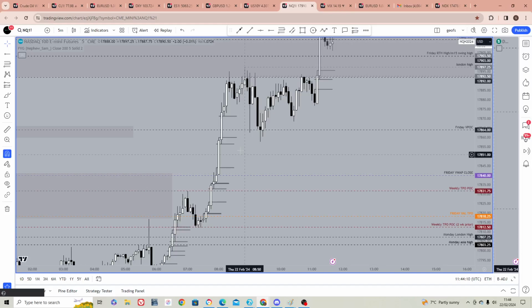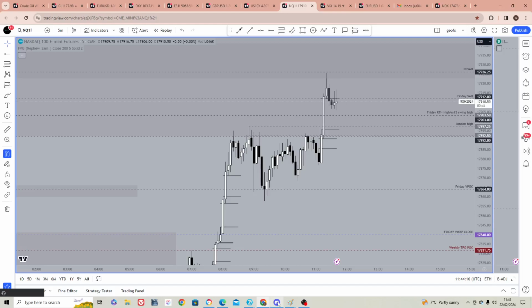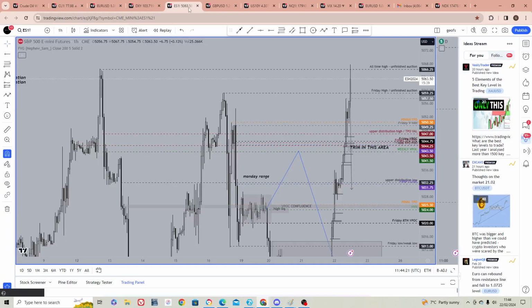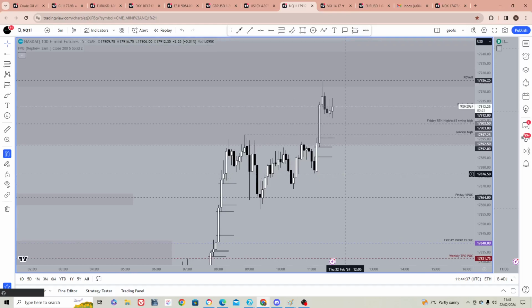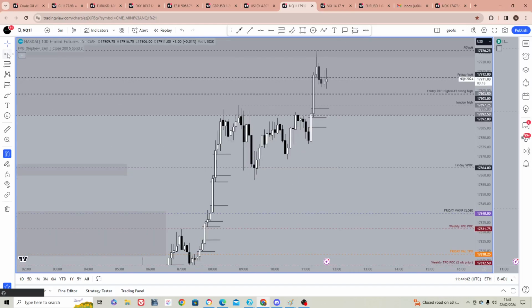Now, let's check the market profile just to see if there's any single prints to fill. I notice on ES, for example, there's a bunch of single prints in this area. Apologies for all the lines. It's getting towards midweek, end of week, and I've still to do a cleanup. So targets, we have this London swing low that I'd like to target, and a stretch target would be this weekly TPO POC.